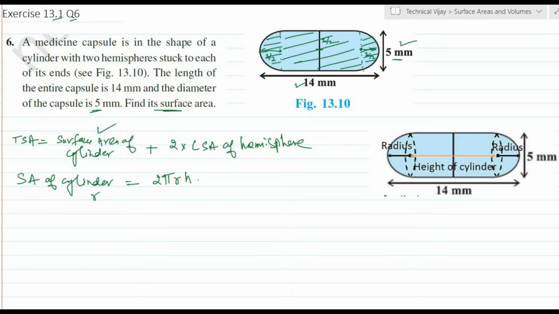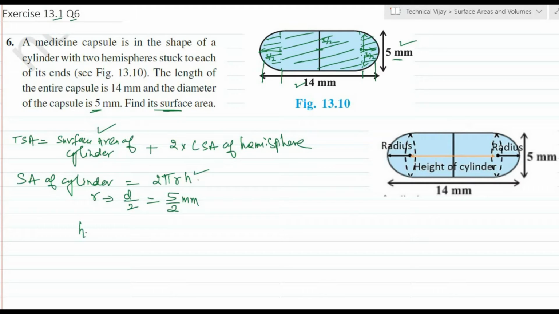R is nothing but the diameter divided by 2. Here the diameter is given as 5 mm, so 5 by 2 is the radius, 5 by 2 mm. Now the height: the total length is given as 14 mm. The radius is 5 by 2, so the height is 14 minus 5 by 2 minus 5 by 2.